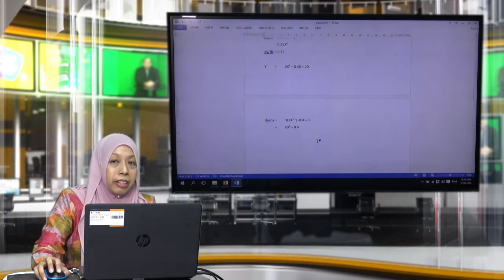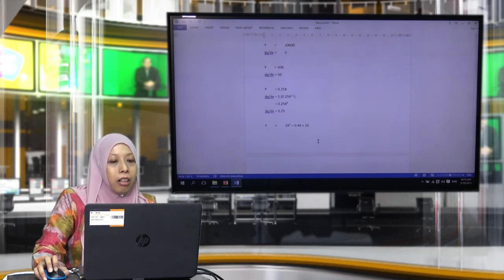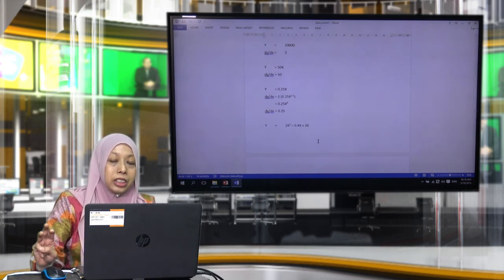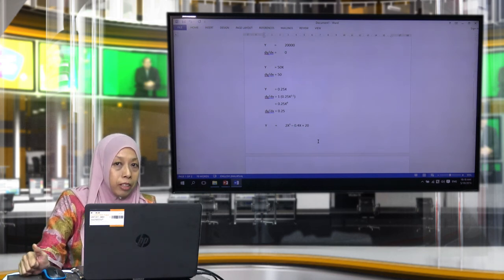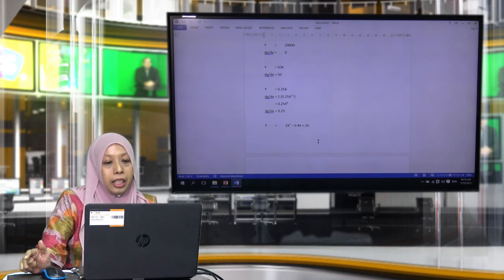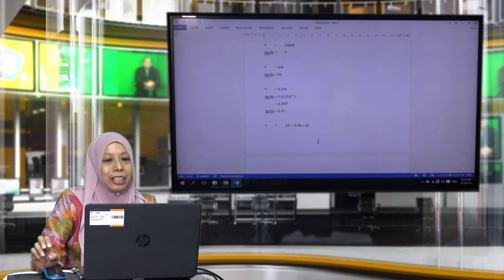So this is not a very difficult topic. All you need to know is the 3 steps just now: how to differentiate the power function, how to differentiate a constant function, and also how to differentiate a line function. If you know all these 3 things, then you're going to be okay with differentiation.